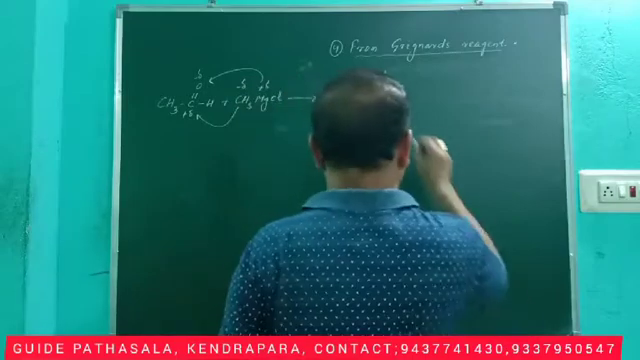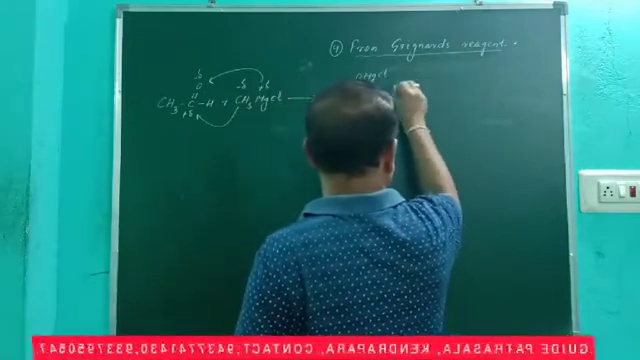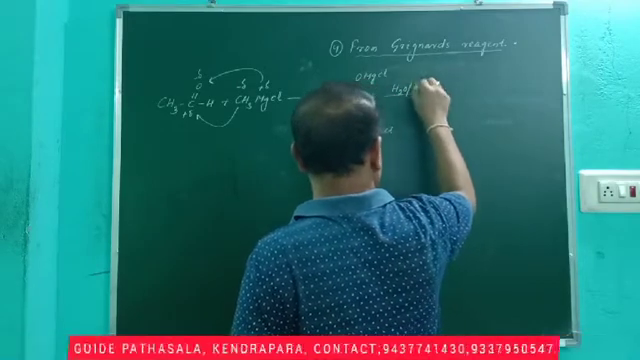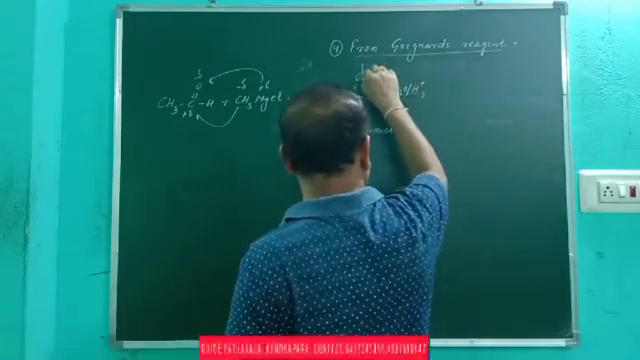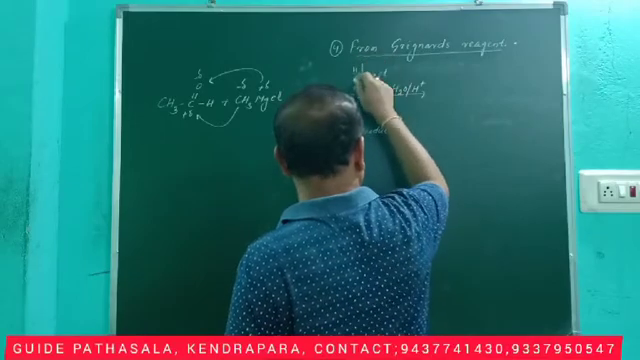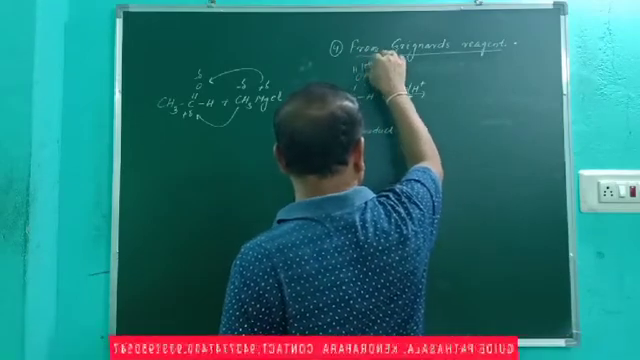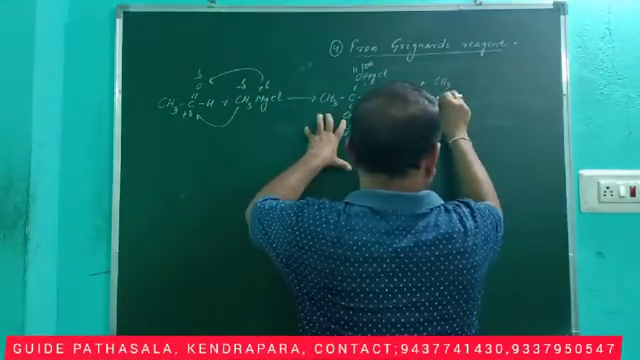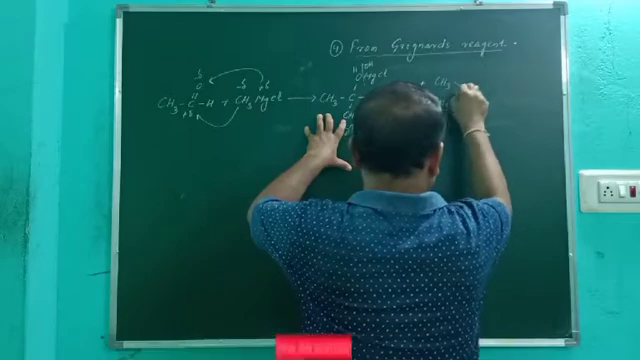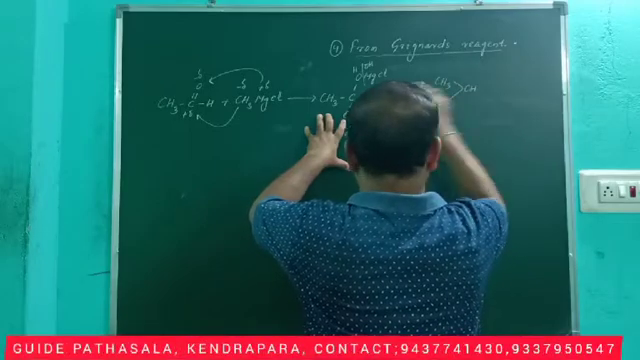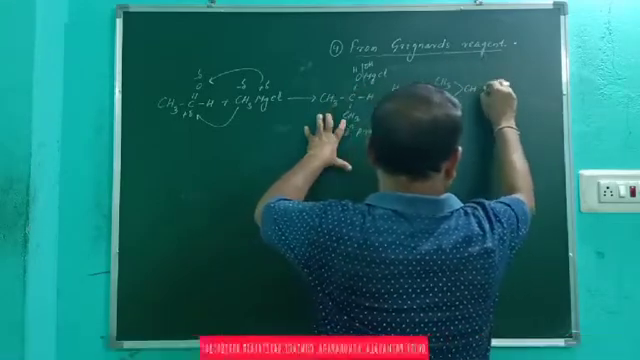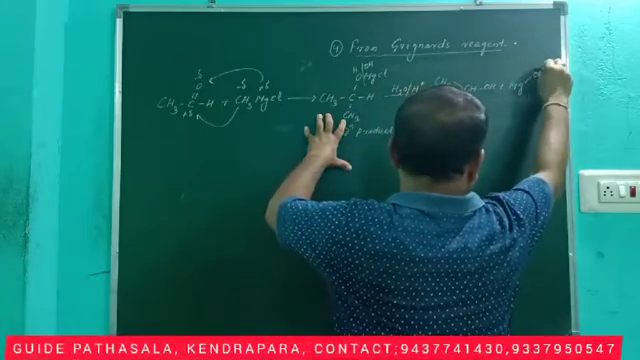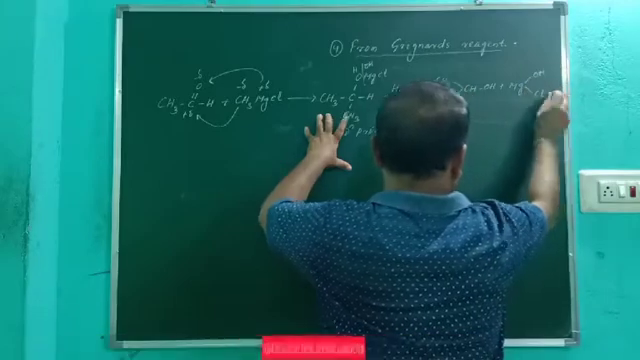Which on acidic hydrolysis with H2O in presence of mineral acid, H comes to the left side, OH comes to the right-hand side. As a result, CH3 single bond CH single bond OH, plus Mg(OH)Cl, is formed. This is a secondary alcohol.